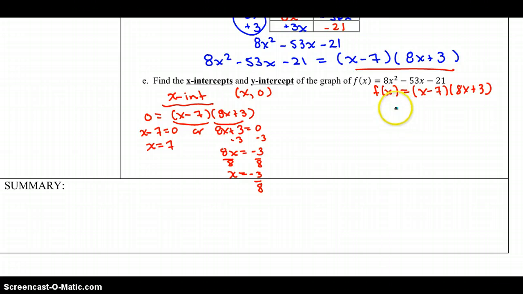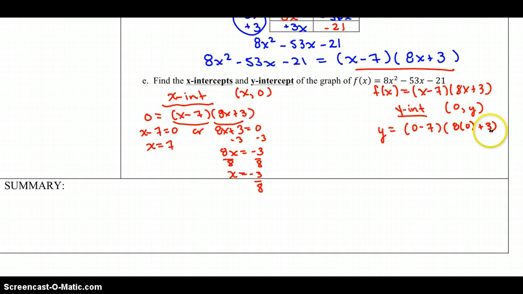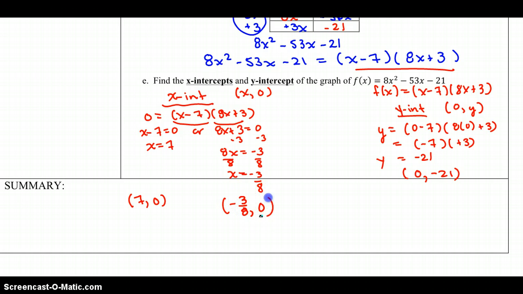Okay, and our y-intercept is of the form (0, y). So our input is 0. We want to know what the output will be. 0 minus 7. 8 times 0 plus 3. So we're going to get negative 7 and a positive 3. So we get negative 21. So again, if we put this together as an ordered pair for an input of 0, the output was negative 21. Here an input of 7 gave an output of 0, and an input of negative 3/8 gave us an output of 0.